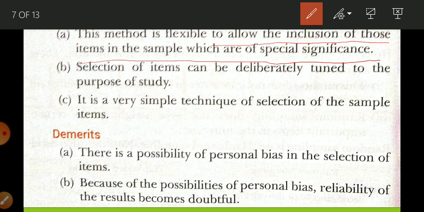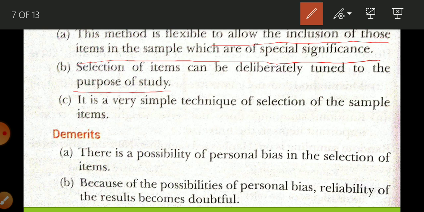Next, selection of items can be deliberately tuned to the purpose of the study. Obviously, if we want to select a good dancer, or if we want to send a few students to Lalit Kala, in art and craft, then obviously we have to select those students who are good in art and craft.